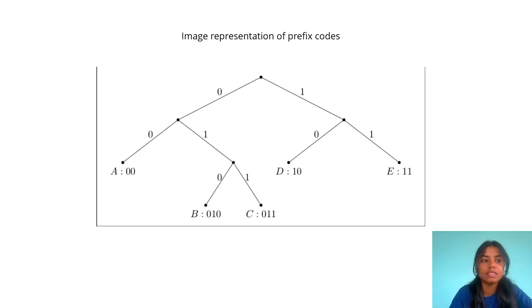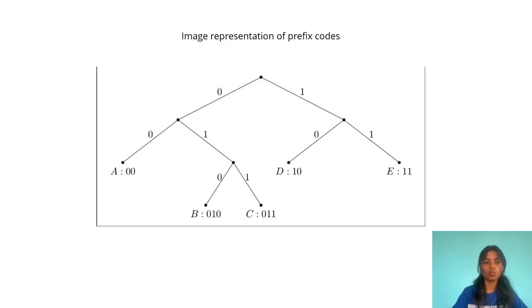This image represents a Huffman tree, a binary tree used in Huffman coding, a lossless data compression technique. Let's break it down clearly and simply. This tree is used to assign binary codes to characters A, B, C, D, and E based on their frequency of occurrence in the data stream. The codes are prefix free, meaning no code is a prefix of another.